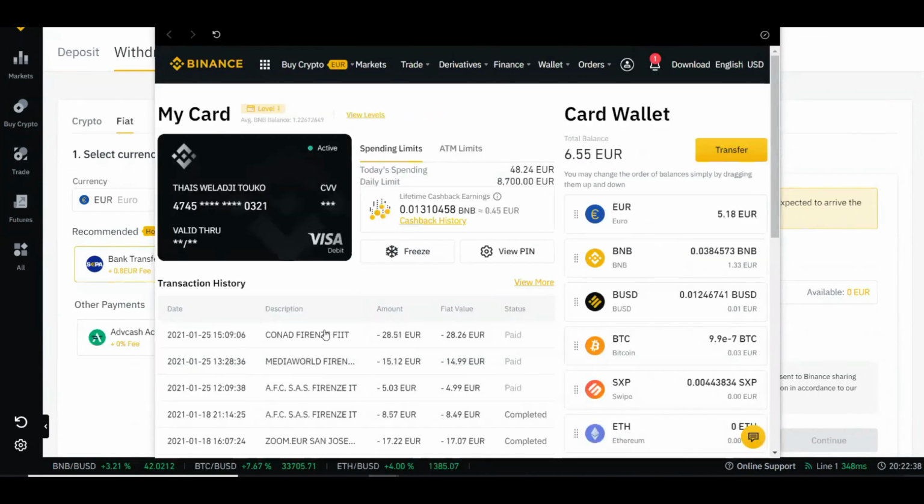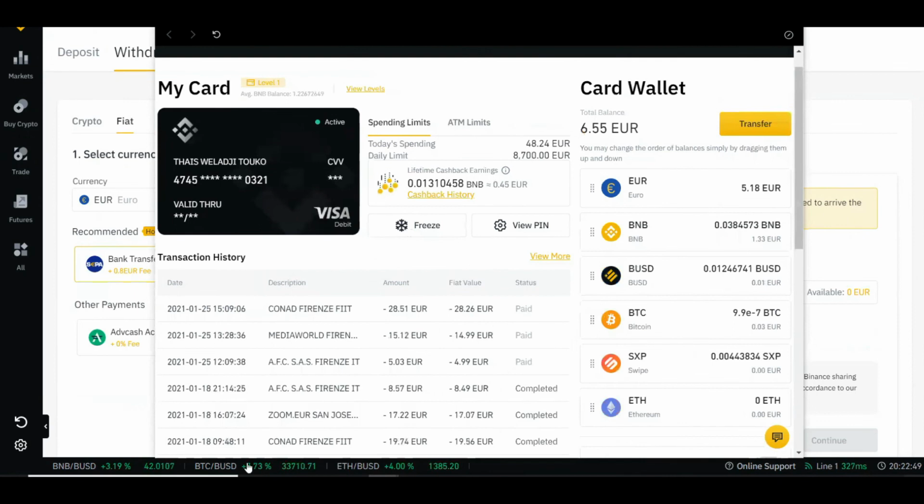And with your Binance card, for example, you can make purchases online. So you understand, with your Binance card, you can use your cryptocurrencies to make purchases. For example, I started using my card on the 18th. I was trying the card, so you can either use Ethereum, Bitcoin, and you can decide the order to use.